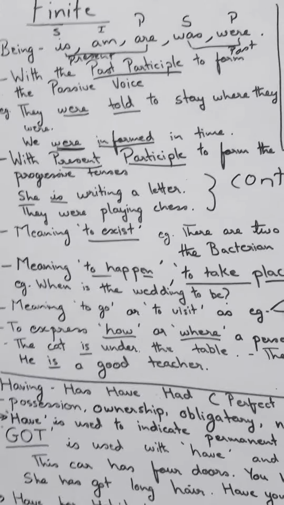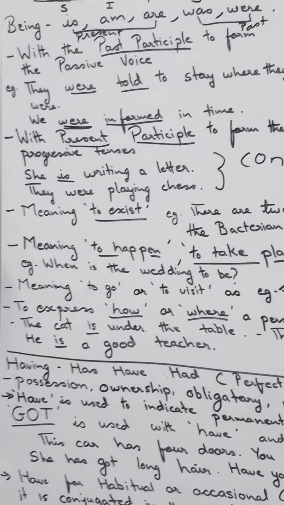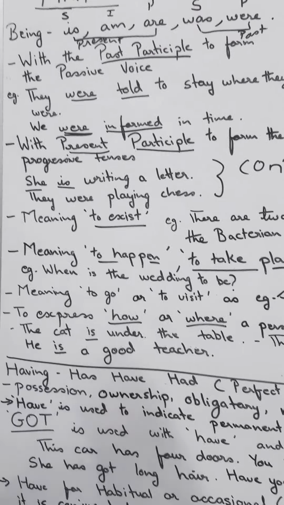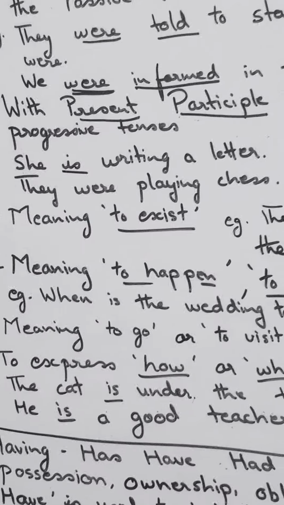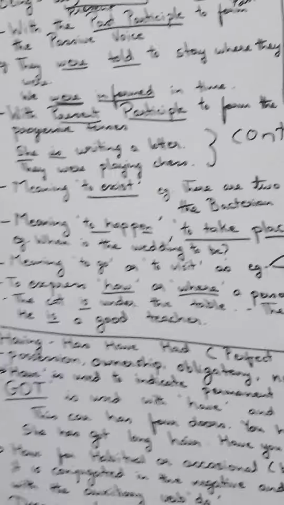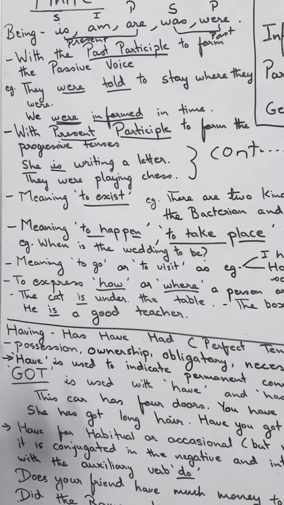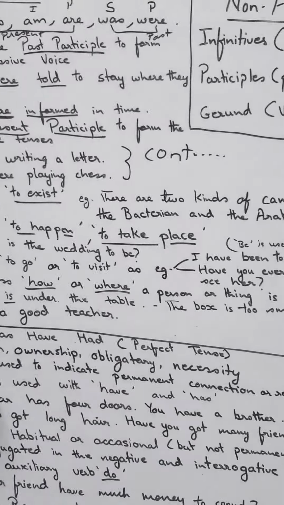Very clearly, is, am, are plus first form of verb plus ing is present continuous. Was, were plus first form of verb plus ing is past continuous. As we proceed, things will become clearer to you.